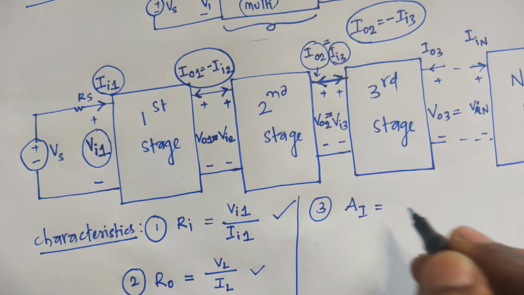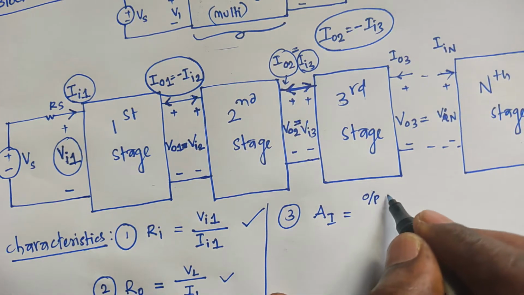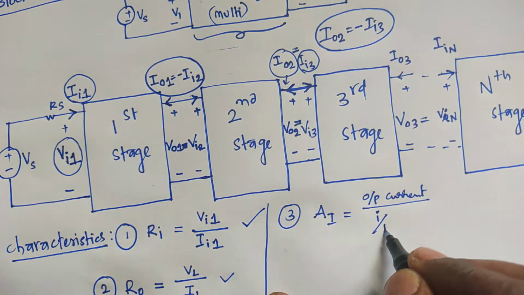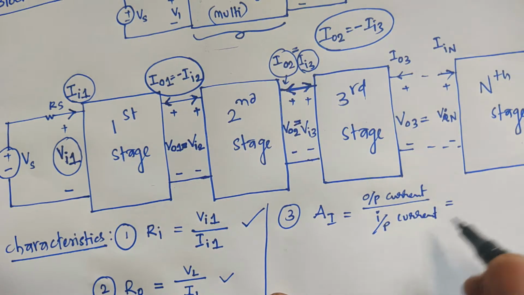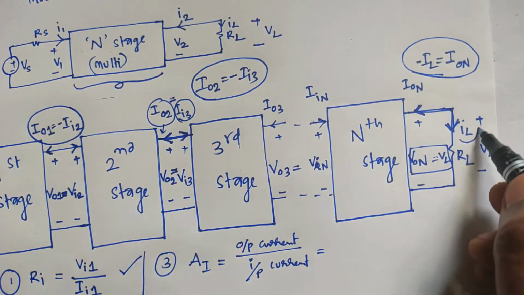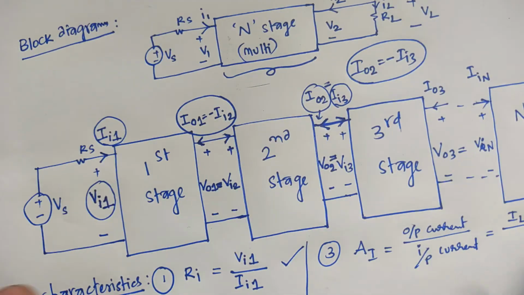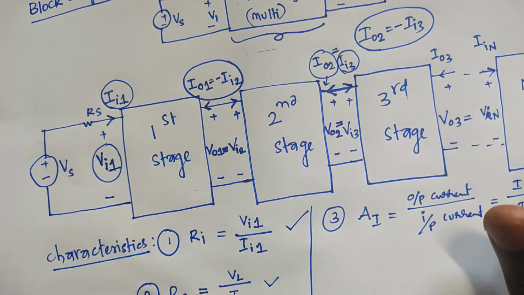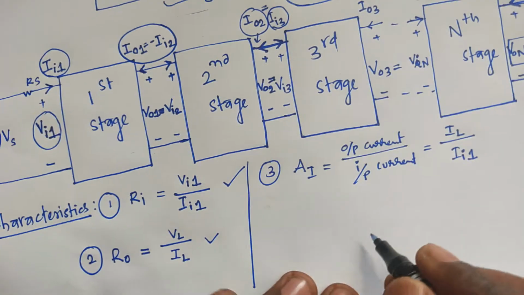The current gain formula AI is equal to output current by input current. Here the output current, in the entire diagram, is IL. So that value is IL. And the input current is II1 value. So in between starting and ending, there are many stages that can be represented here.